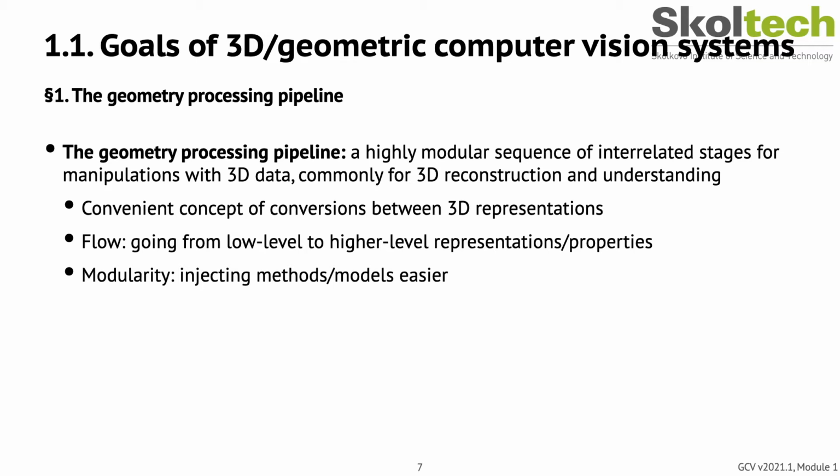Thus, what is the geometry processing pipeline? Well, in fact, it is a highly modular sequence of interrelated stages for manipulations with 3D data, commonly for 3D reconstruction and understanding. It provides a convenient concept of conversions between different 3D representations and data types. It typically is organized within a flow of going from lower level to higher level representations or properties. It also provides a convenient way of injecting other methods or models, as it is modular.